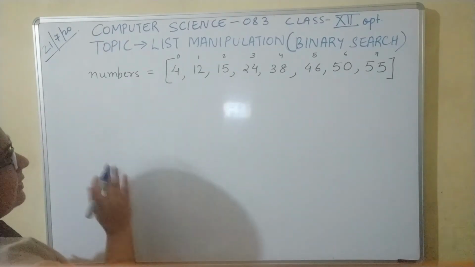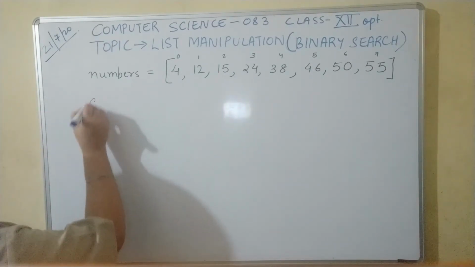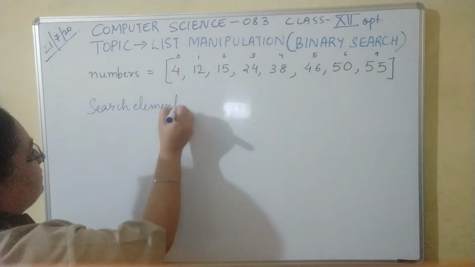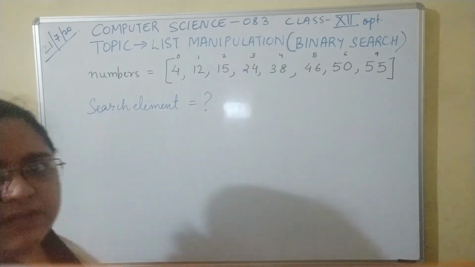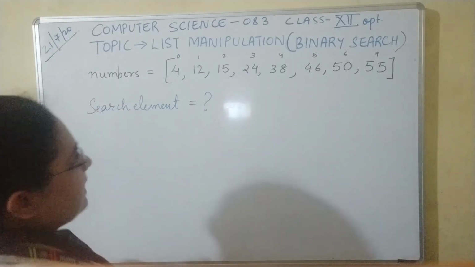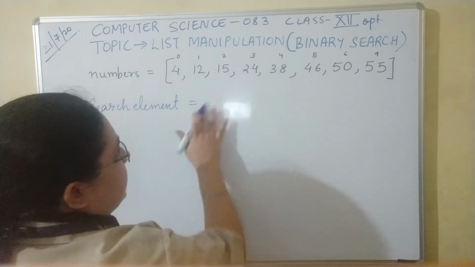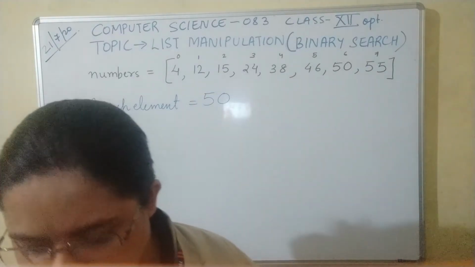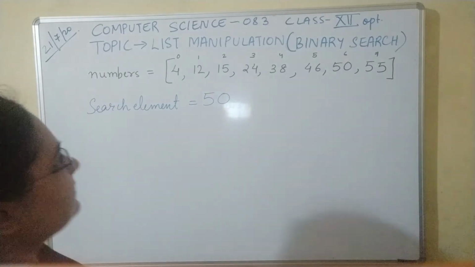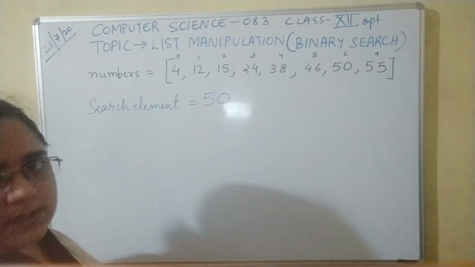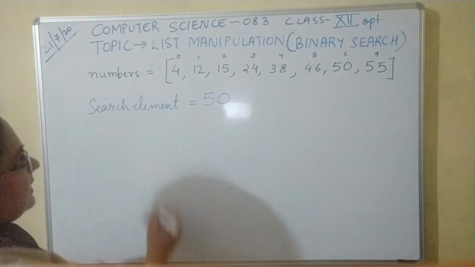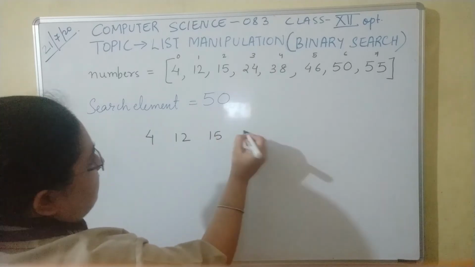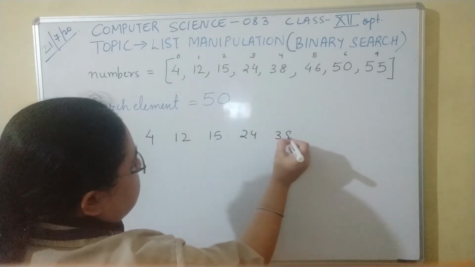Now firstly, in binary search what happens is you ask for a search element from the user. The user will enter a search element. For example, the search element here entered by the user is 50. So now let's see how this 50 will be searched in this list by the user. So firstly, I will write the elements in the form of a logical fashion.